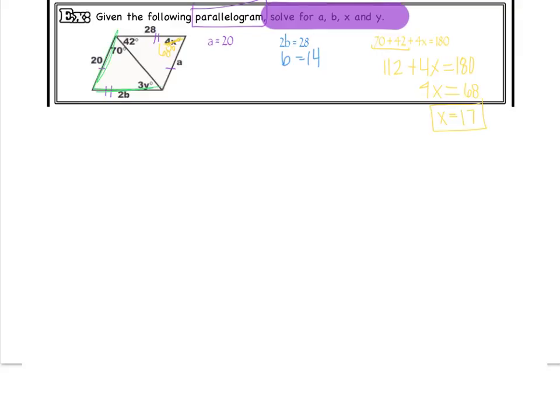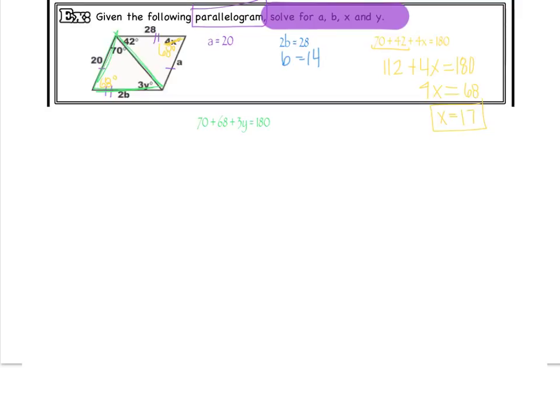This triangle right here, I know two of the angles, because I know this is 70, and I know that if this is a parallelogram, opposite angles are congruent. So if this is 68 degrees, then this too is going to be 68 degrees. And then I know that this is 3y. So I can use the interior angle, or the triangle sum theorem, to find out y.